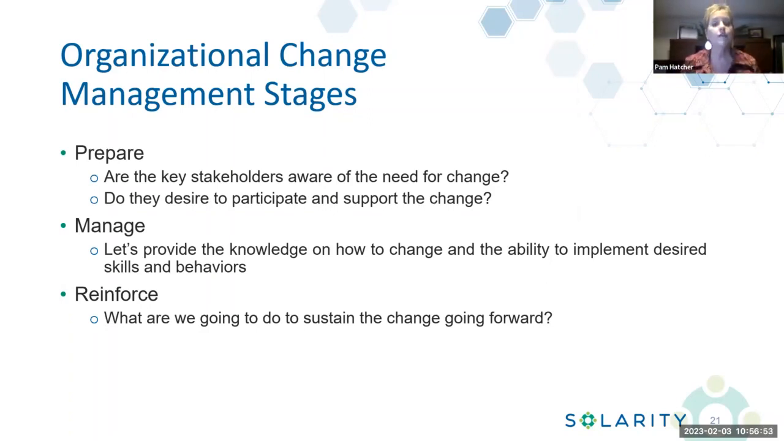How are you going to reinforce what has changed, and that you are reinforcing it as it's going forward in a good way, right? To recognize and reward those who are doing it appropriately, and how do you reinforce that the change is working moving forward? Okay.